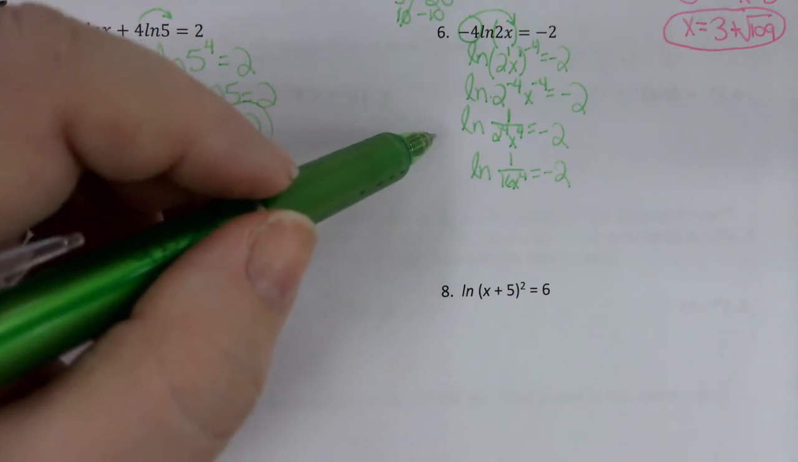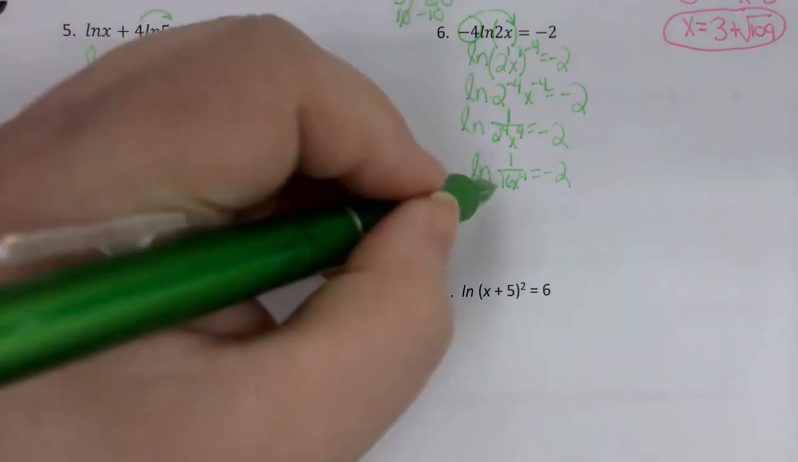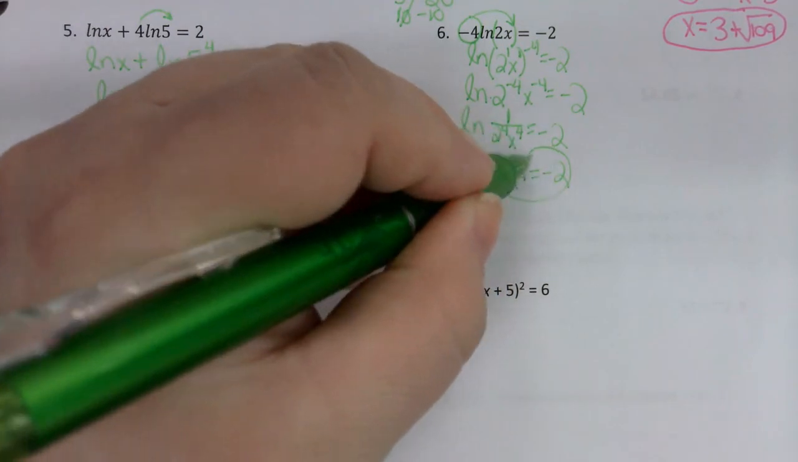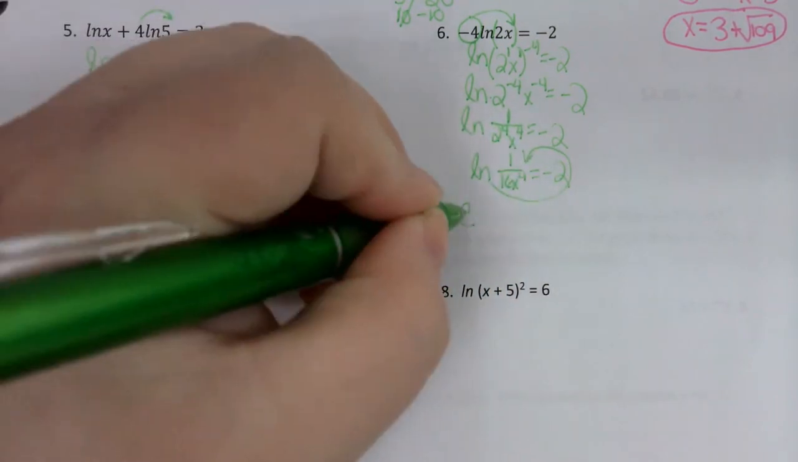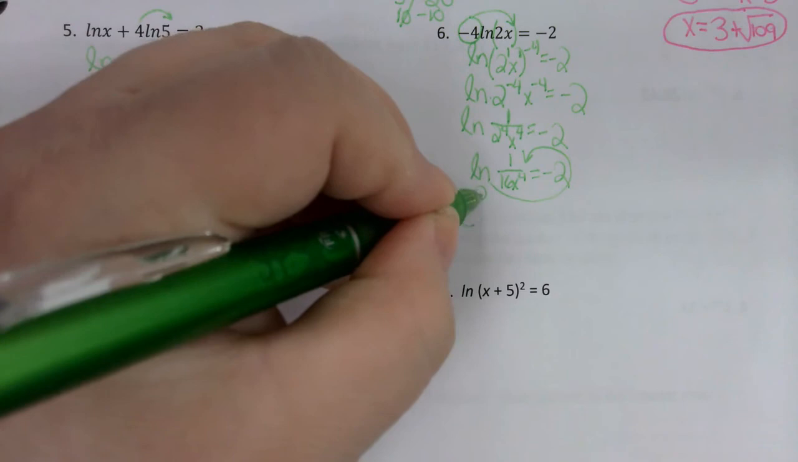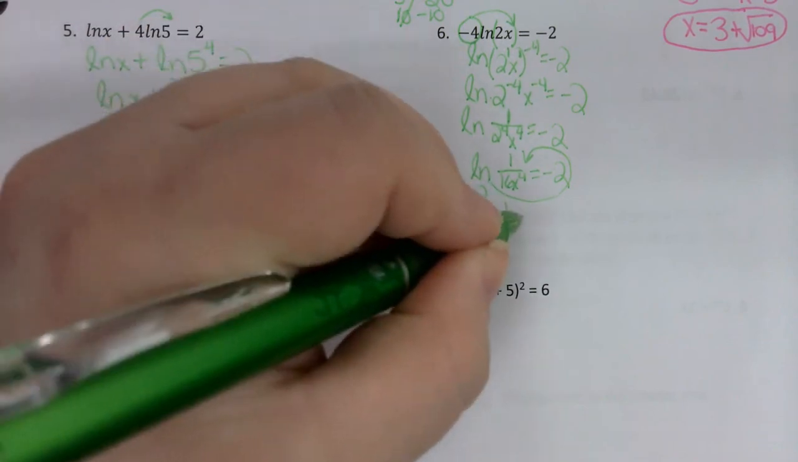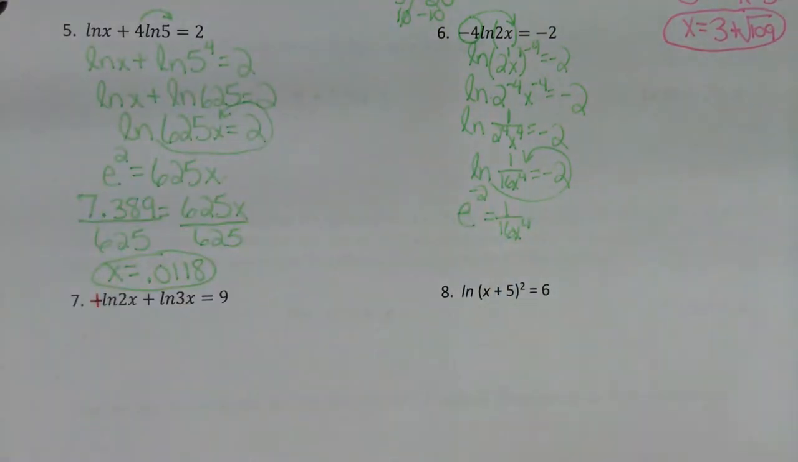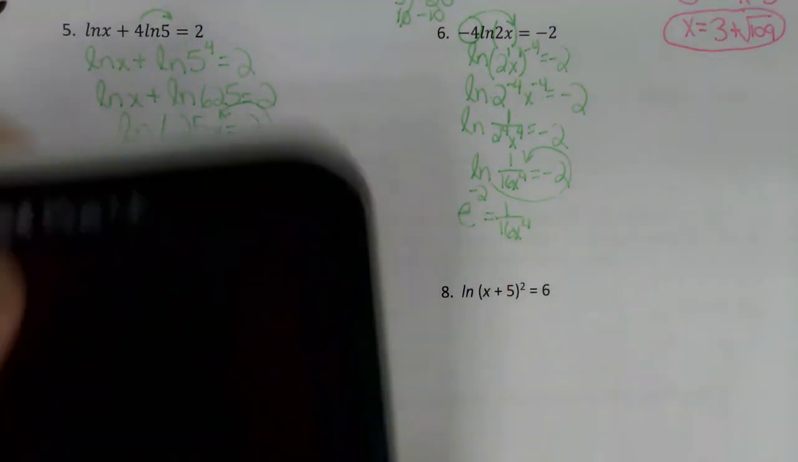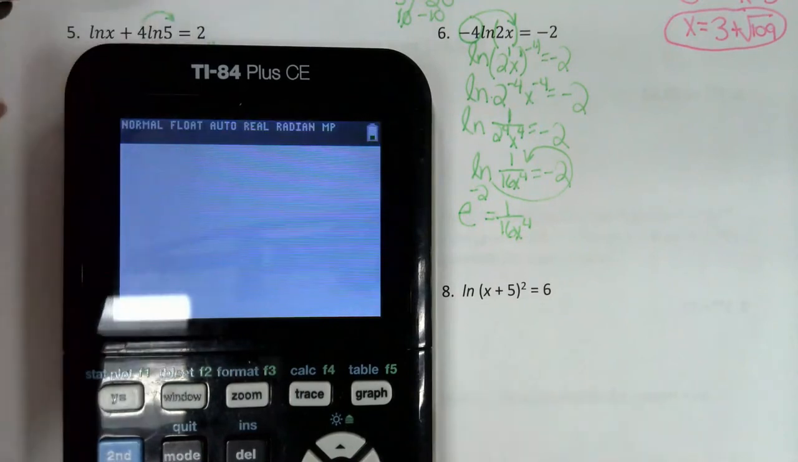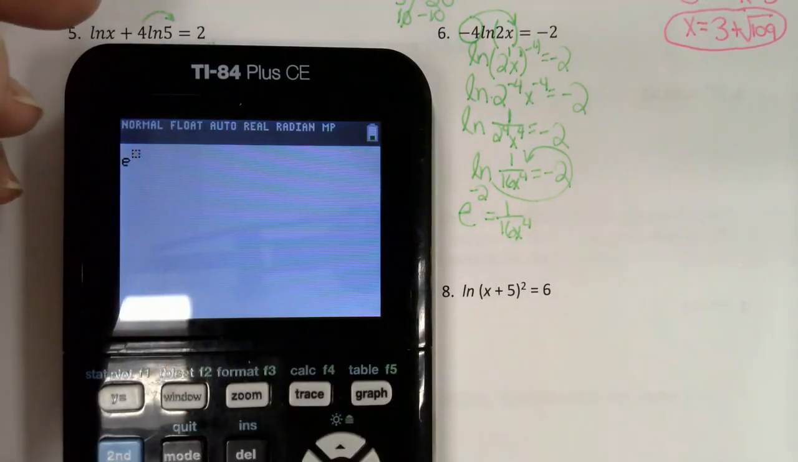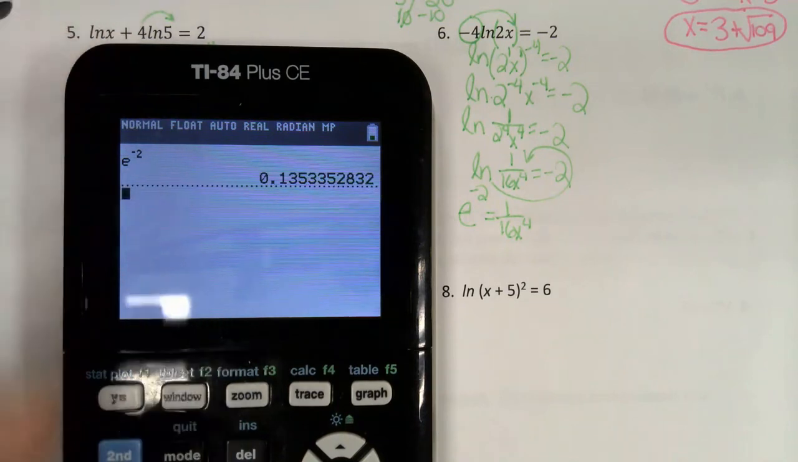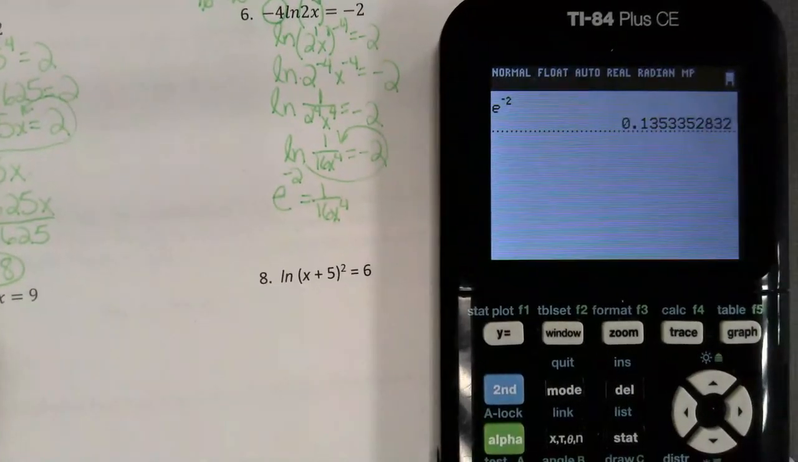I can switch into exponential form. So I have log base e for natural log. So e to the -2 equals 1 over 16x to the 4th. So we'll use our calculator to find e to the -2. Second natural log button gives me e to the -2, and I get 0.1353.